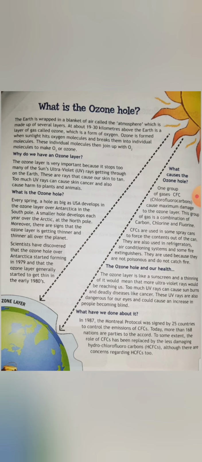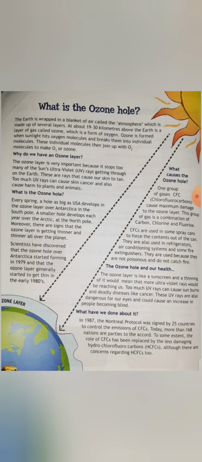The ozone layer is very important because it stops too many of the sun's ultraviolet rays from getting through to the earth. These are rays that cause our skin to tan. Too much UV rays can cause skin cancer and also cause harm to plants and animals. What is the ozone hole?